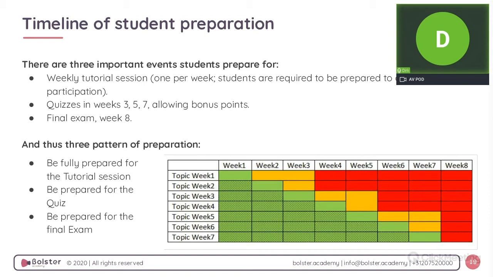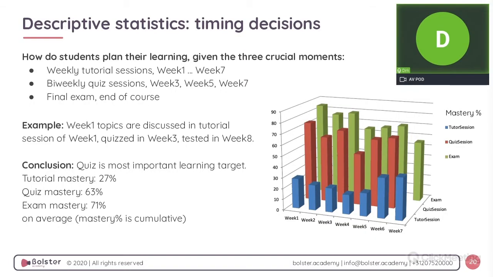So knowing those three important sessions, we can in fact break down the preparation of students in 3 learning phases. Everything in green over here is the preparation students do for their tutorial session. Everything in orange is the preparation students do for their quiz sessions, and everything in red is what students do in the preparation of their final exam sessions. So this is how you can break down the timing.